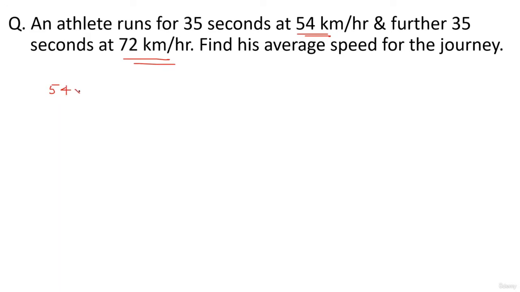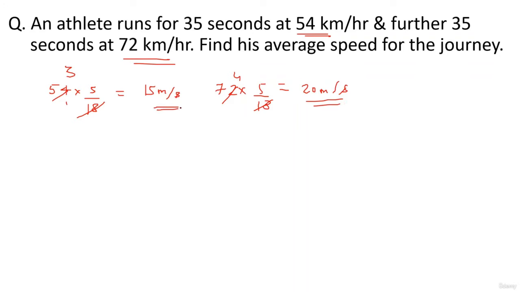54 kilometers per hour. To convert this into meters per second, we multiply by 5 by 18. 18 ones are 18, threes are 3, fives are 15 meters per second, right? And the second speed given to us is 72. So 72 into 5 by 18, again 18 ones are 18, fours are 4, fives are 20 meters per second, right?